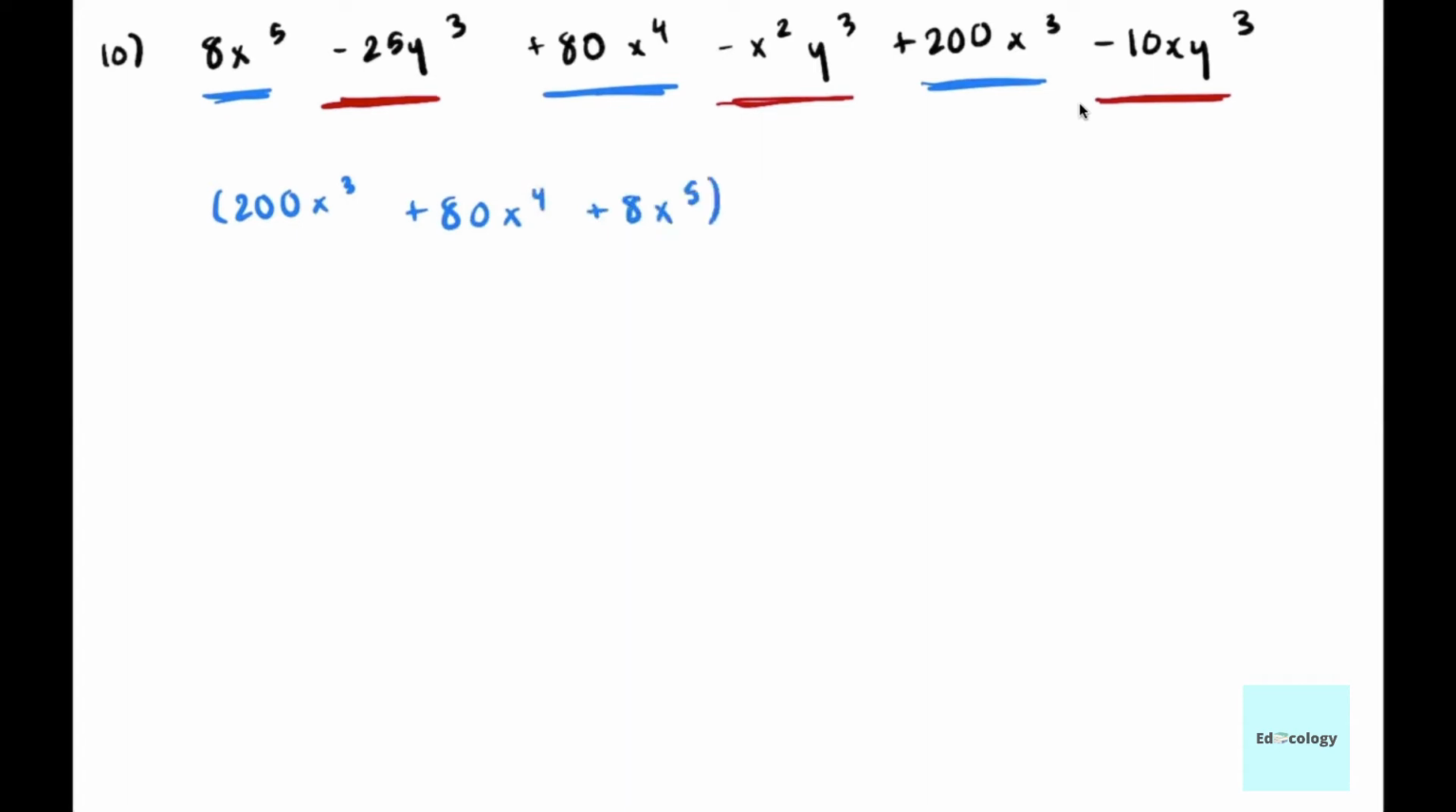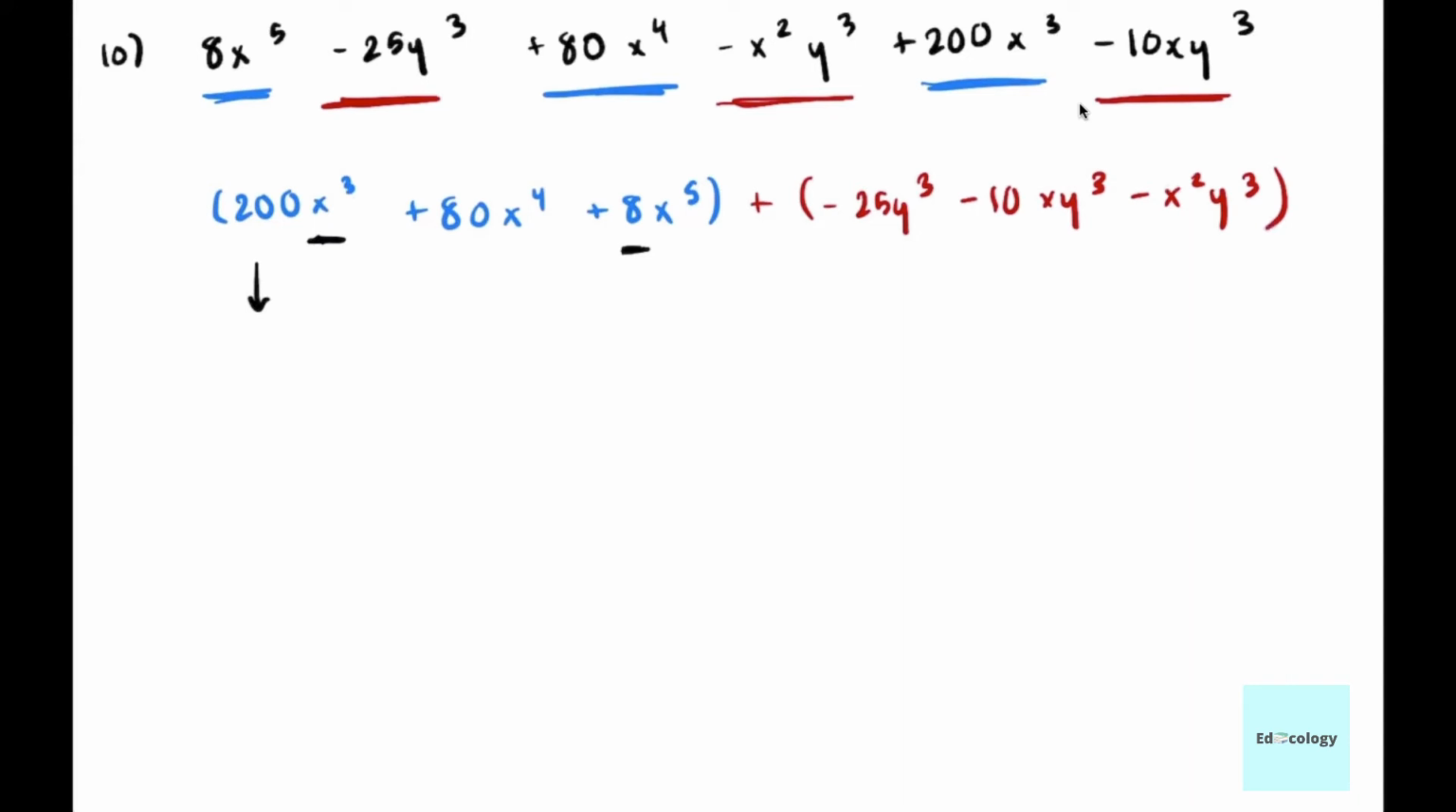Then for the second group, again, it is negative 25y cubed minus 10xy cubed minus x squared y cubed. Now, let us find the greatest common factor. Here, in this case, the greatest common factor is 8 as well as x cubed. Let me explain why.